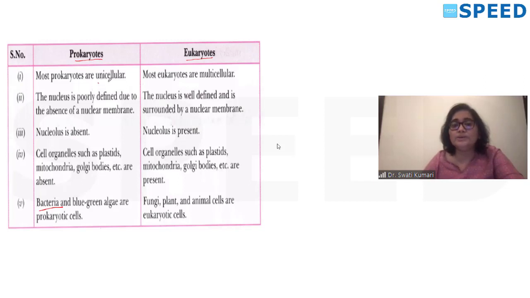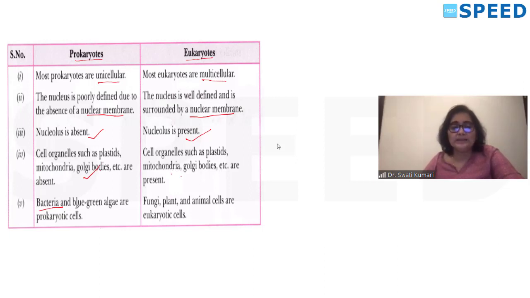Prokaryotes are unicellular. Eukaryotes are multicellular. Prokaryotic organisms don't have a nuclear membrane, so the nucleus is poorly defined due to its absence. Eukaryotes have a well-defined nuclear membrane. Nucleolus is absent in prokaryotes, which is present in eukaryotes. Other organelles like mitochondria and Golgi body are all absent in prokaryotes, which will be present in eukaryotes.